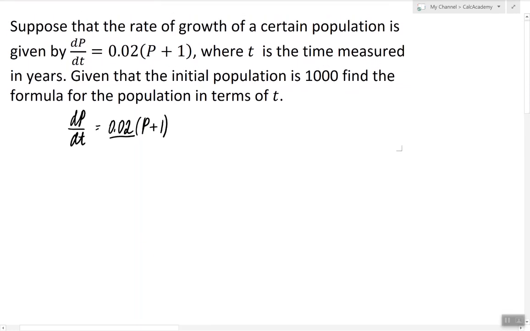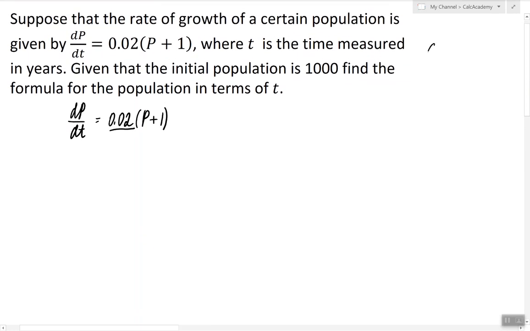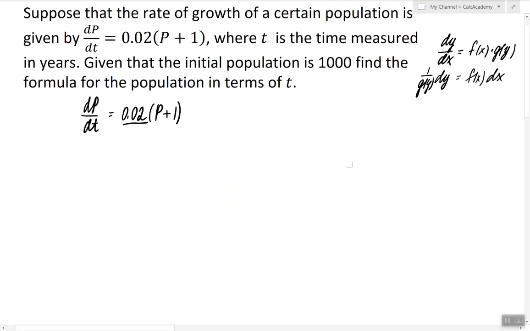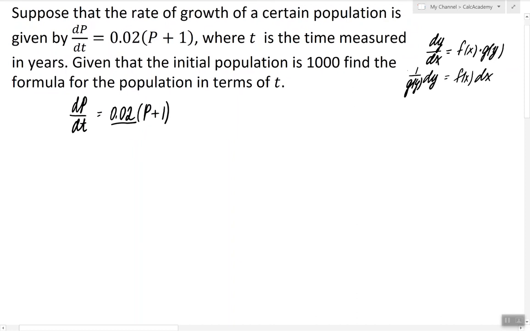Let's say we have an equation that is separable, that is, the right hand side can be written as a product of a function of x and a function of y. Then we separate the variables. So we bring the g of y to the left and we bring dx to the right, and then we set it up as indefinite integrals.